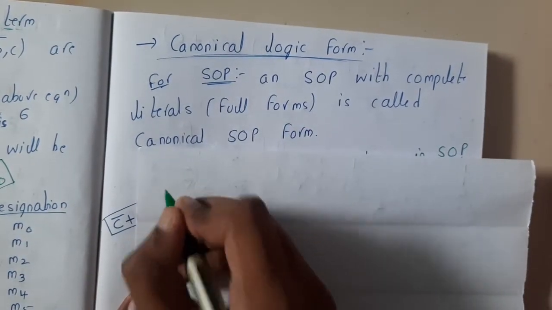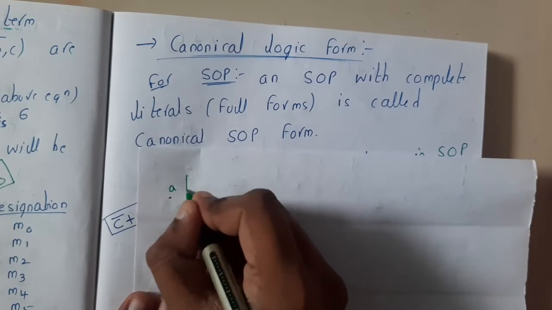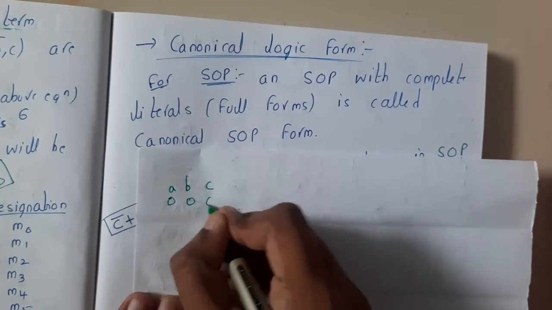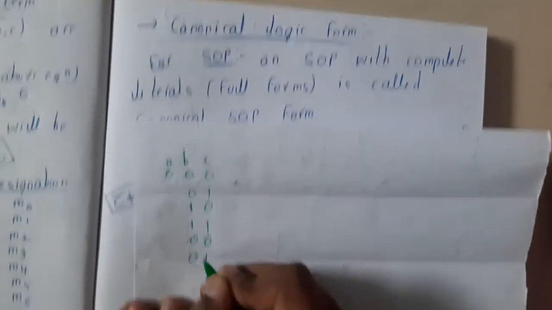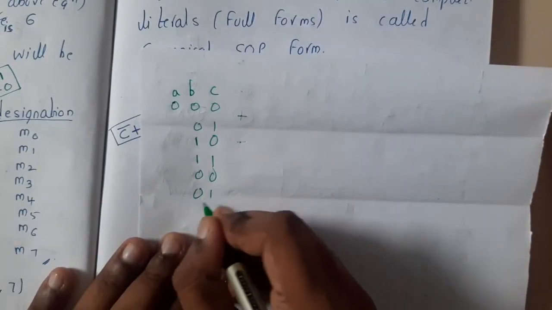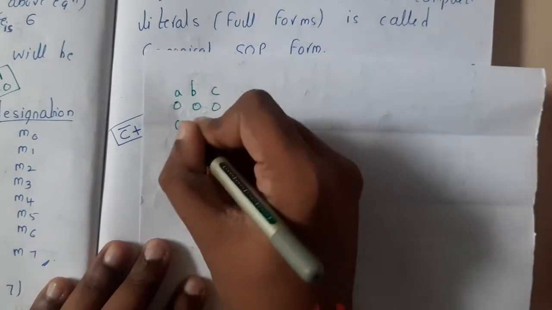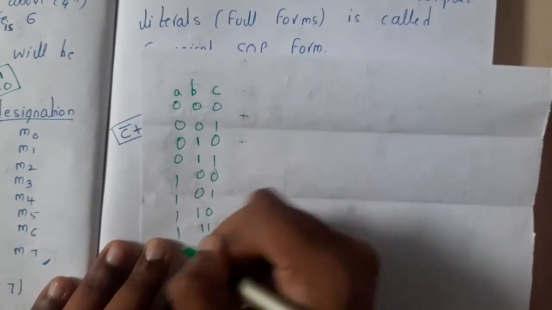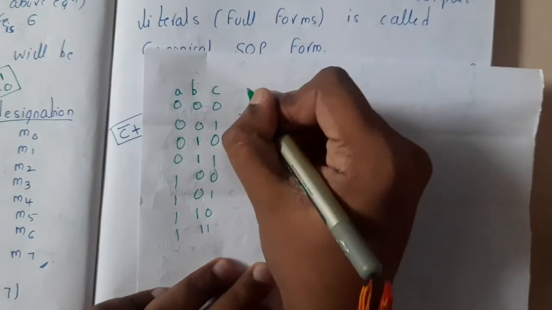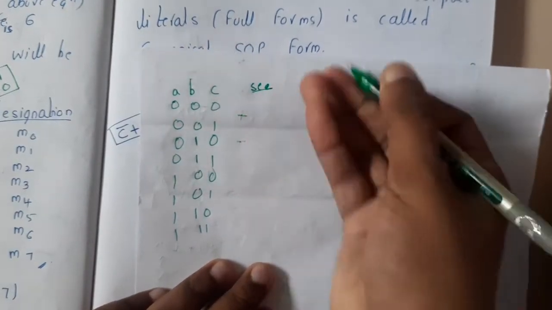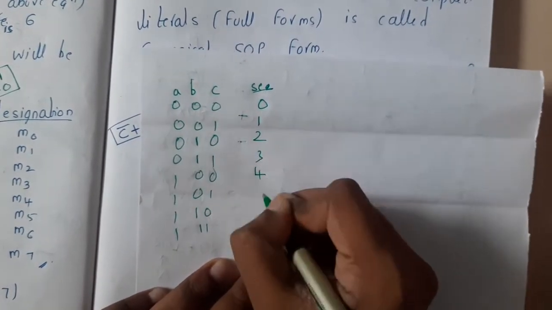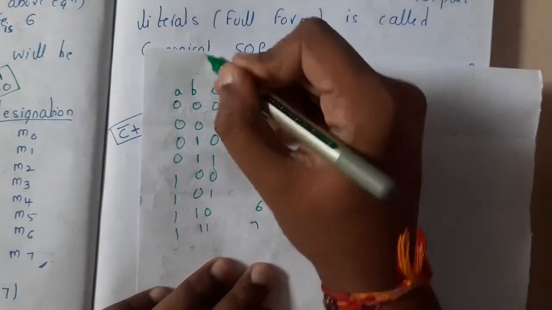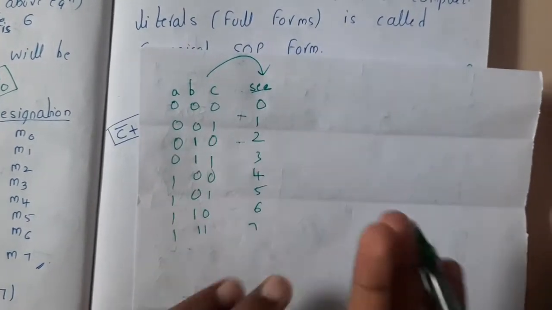We have 3 different variables, A, B, and C. So 0, 0, 0, 0, 1, 1, 0, 1, 1. Let me push it up. Top 4 zeros, below 4 ones. Now we have written those combinations, right? Let me write the sequence number. The sequence number is 0, 1, 2, 3, 4, 5, 6, 7. We are giving numbers, right? Some will call it the binary representation, and that's also true.